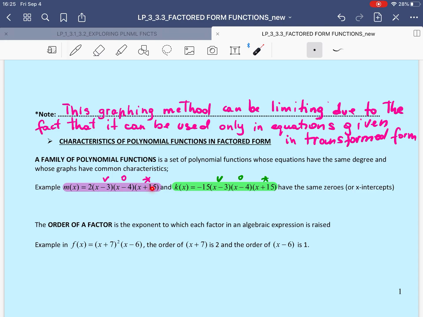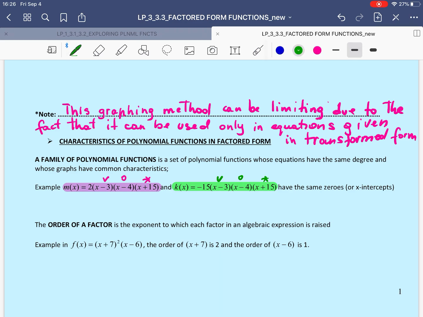Now, when the functions have the exact same factors, they will have the same x-intercepts. And when the coefficients are different, we're going to say that these two functions will probably have a different stretch, probably different end behaviors, because this is negative, this is positive, but they will have the exact same x-intercepts. So that's when we say that these two functions make a family, because they have the same roots. So it makes sense in a way.